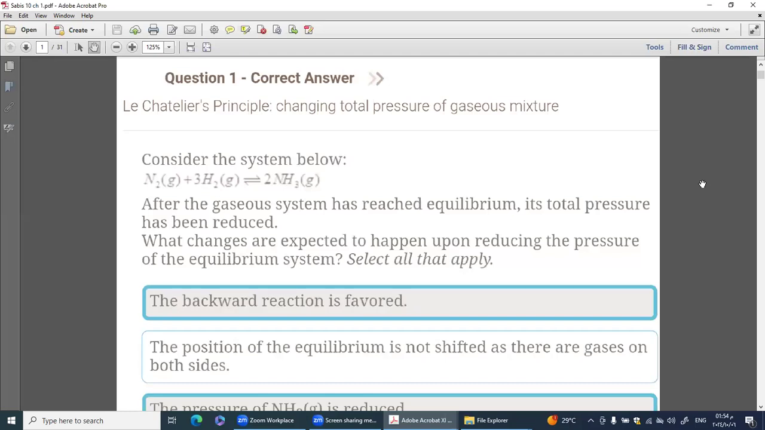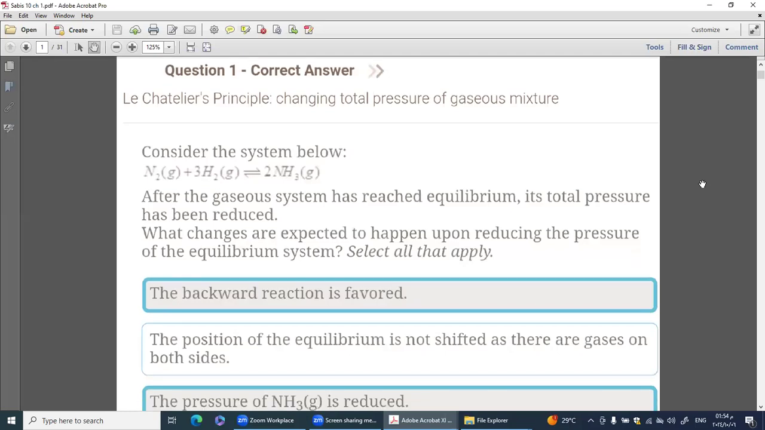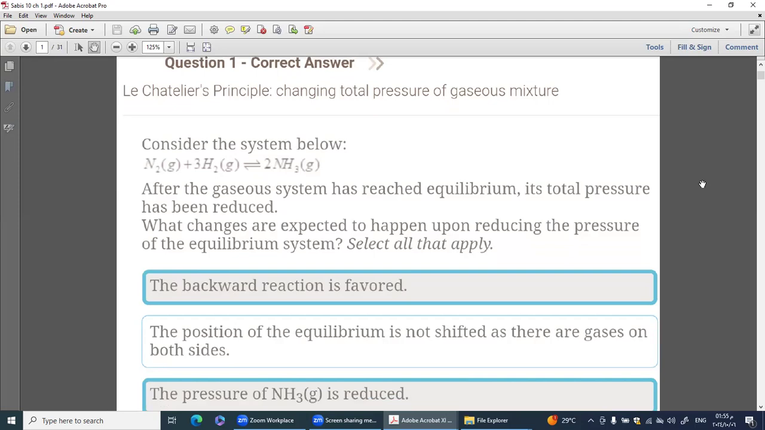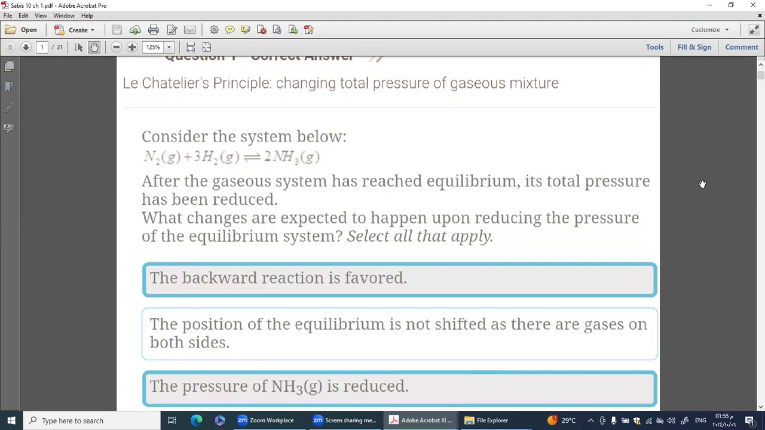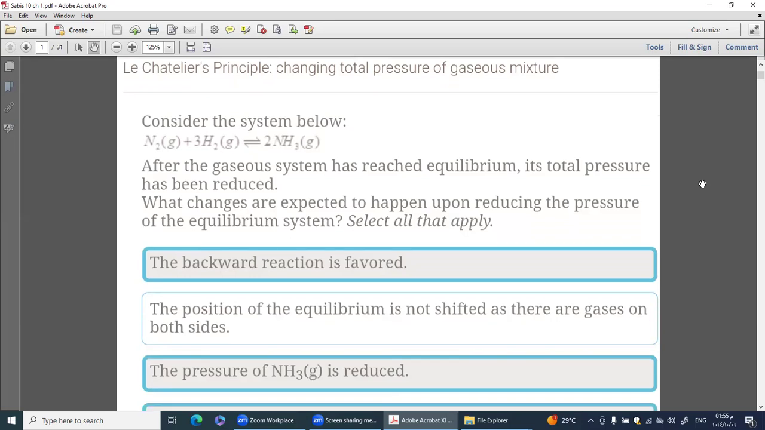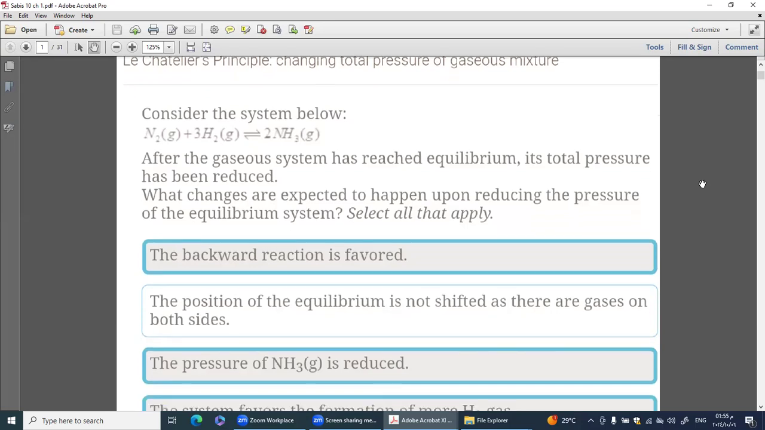Adam, you can read? Consider the system below: N2 plus 3H2 in equilibrium with 2NH3. After the gaseous system has reached equilibrium, its total pressure has been reduced. What changes are expected to happen upon reducing the pressure of the equilibrium system? Select all that apply.